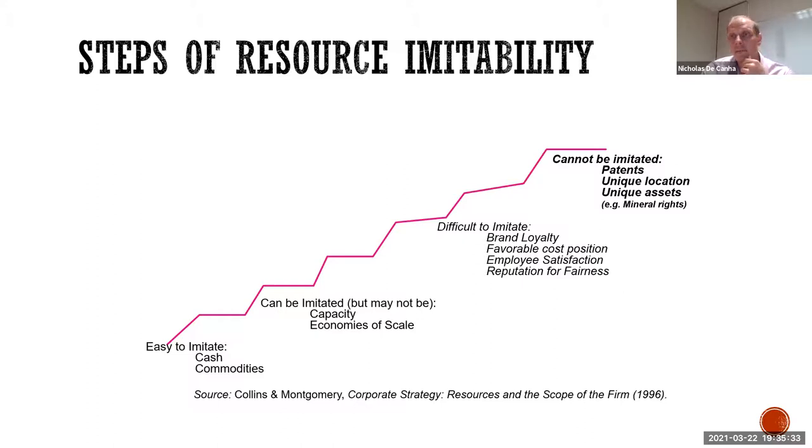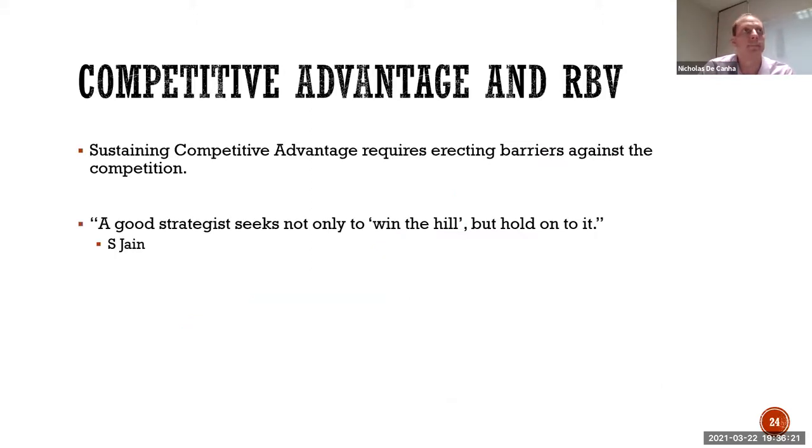Just to talk about the point, cash and commodities are easy to imitate, and that sounds a bit strange, like, well, if they're so easy, how about you hand them out? But the point being that they're not embedded in a complex web of competencies. Economies of scale are a bit more difficult because it's not just money. So if I could access the market, I still can't quite sort out economies of scale. Brand loyalty, favorable cost position, happy employees, reputation for fairness, difficult. And then, as you pointed out right up at the top, unique assets like mineral rights. Or maybe, if you're worried about a restaurant, what happens if you've got unique mineral rights? This is not possible to imitate. So there's a line, just a way of thinking about what is imitable and what's not.